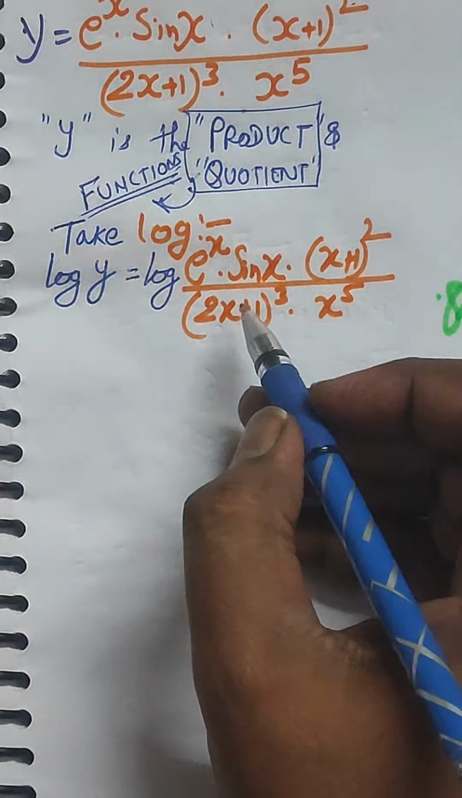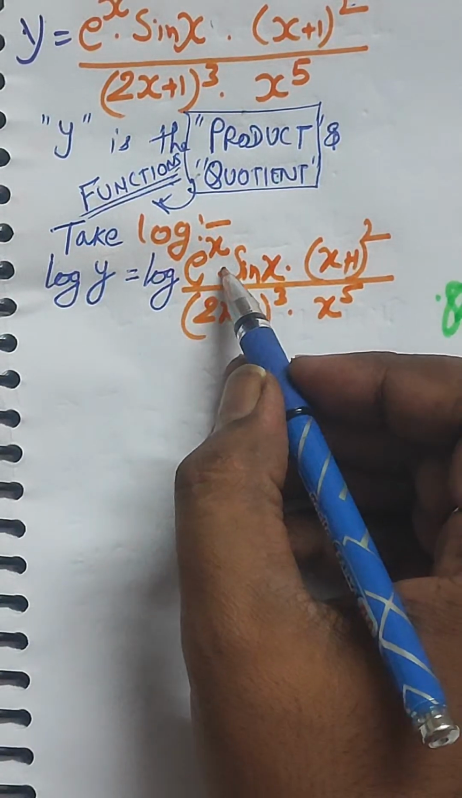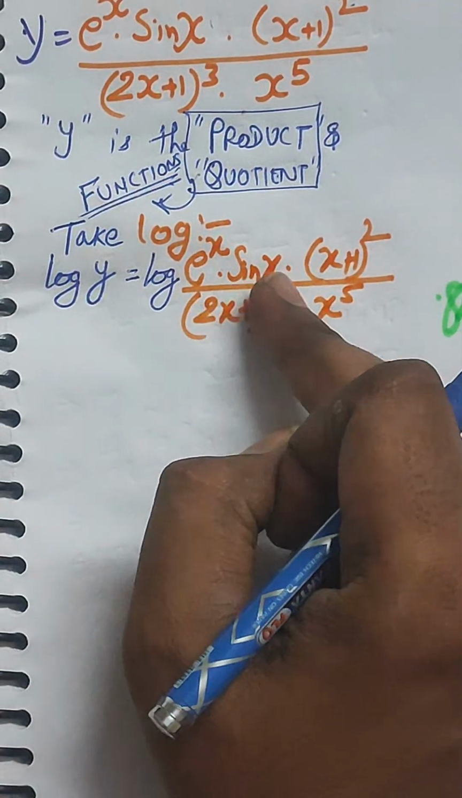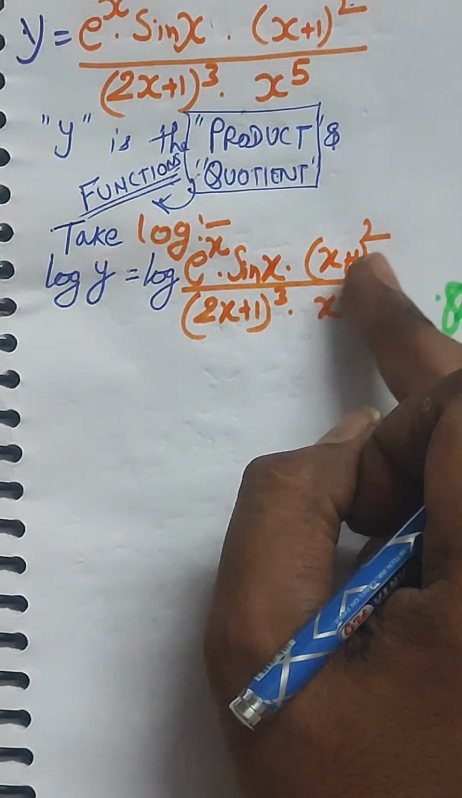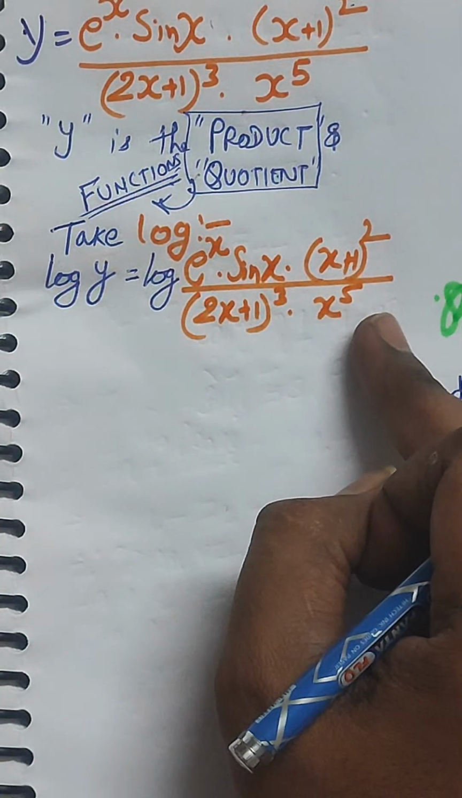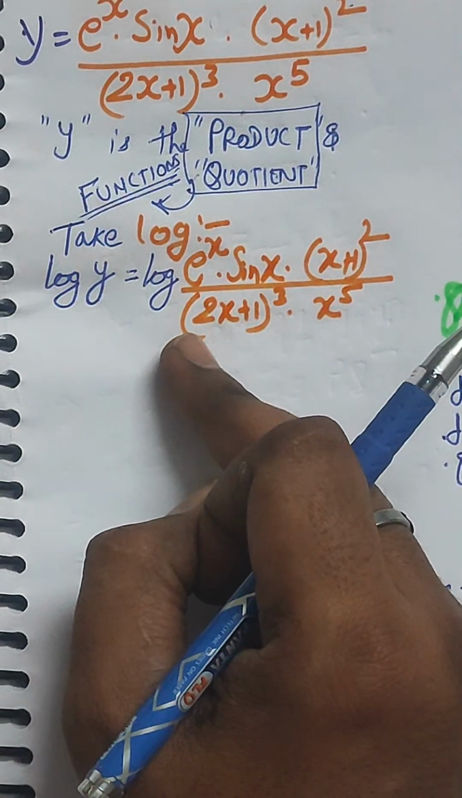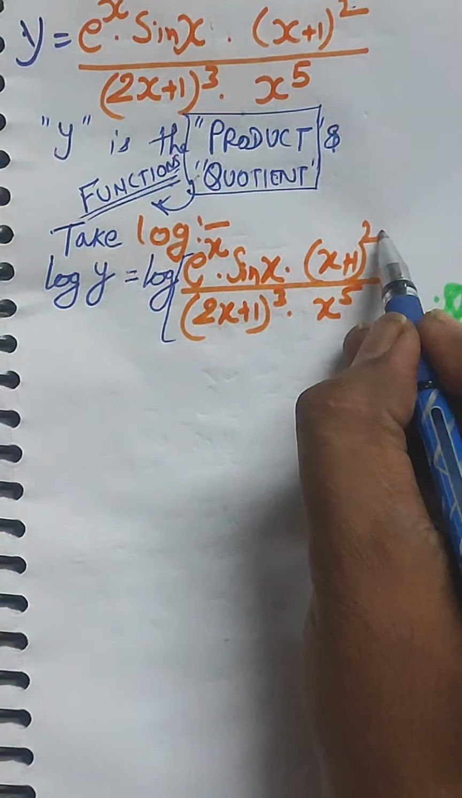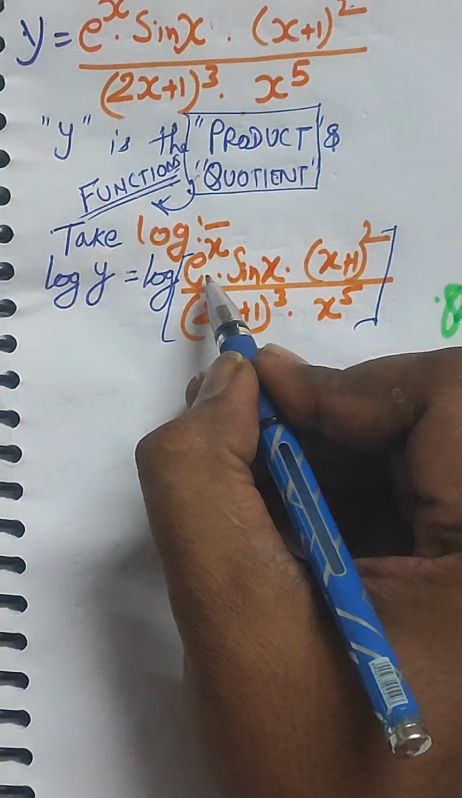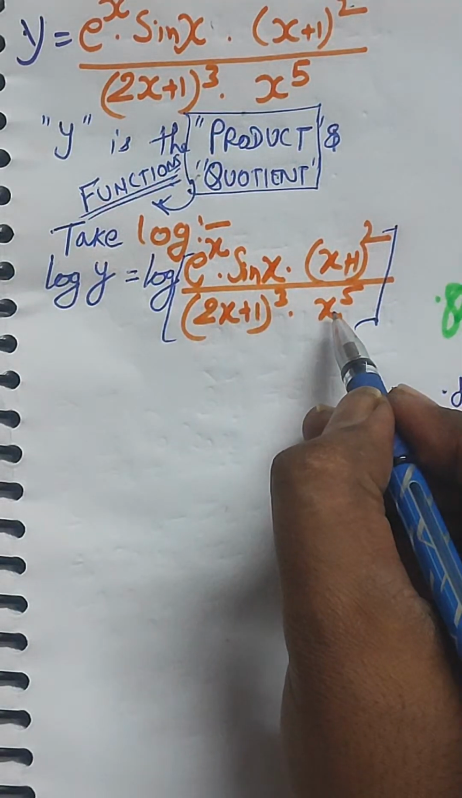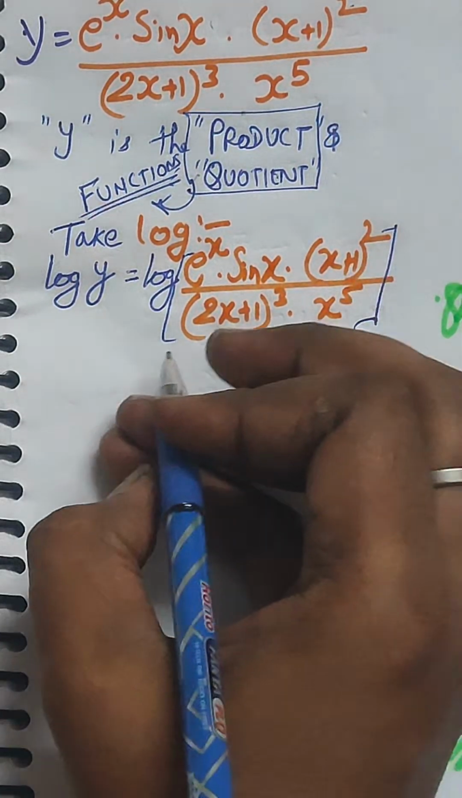What are the properties of logs? When two terms are multiplied, then we can say log of e^x plus log of sin x plus log of x plus 1 whole square, right? And the functions in the denominator can be subtracted, right? So when we take the log of this entire function, all the numerator functions will come in addition, and the denominator ones will come in as a subtraction of the log.